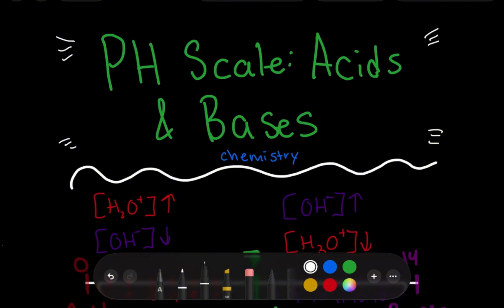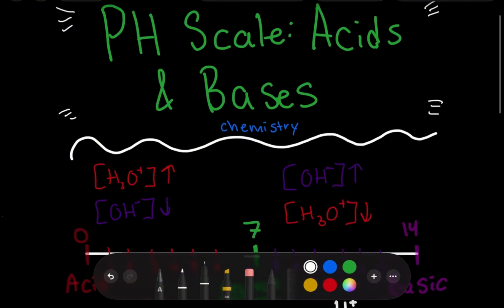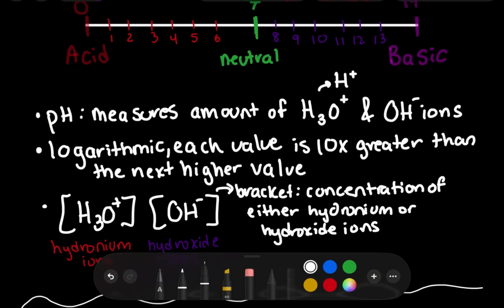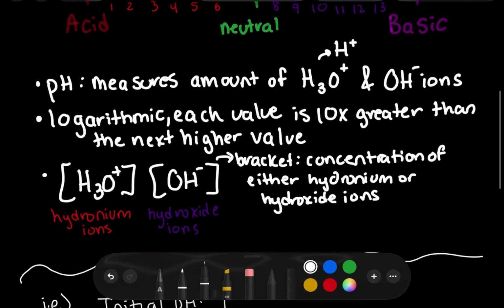Today we're going to be talking about the pH scale, acids and bases in chemistry. So to start off, the pH scale, or the pH, is a measurement of the amount of H3O plus or H plus ions and OH minus ions. Now H3O plus ions stands for hydronium ions and OH minus ions stands for hydroxide ions.